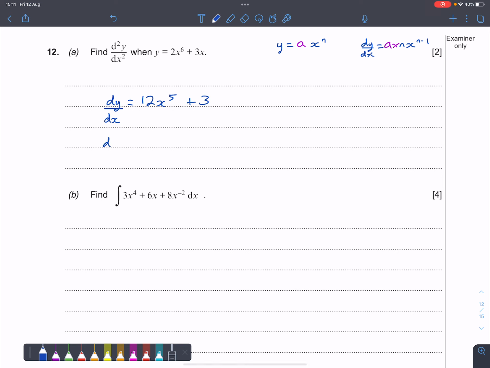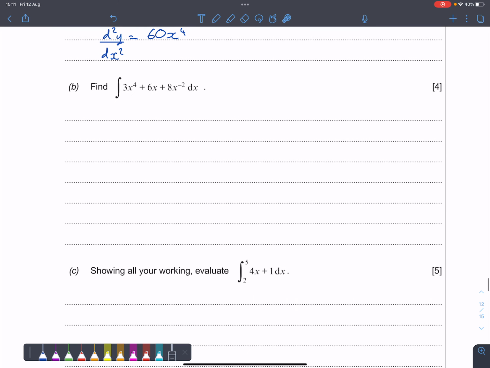And the second derivative, we're going to differentiate that expression again. So the first one we have is 12x to the 5. That becomes 12 times 5x to the 4, which is 60x to the 4. And the plus 3, any constant differentiates to 0.